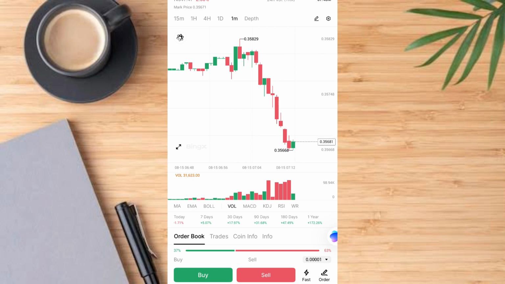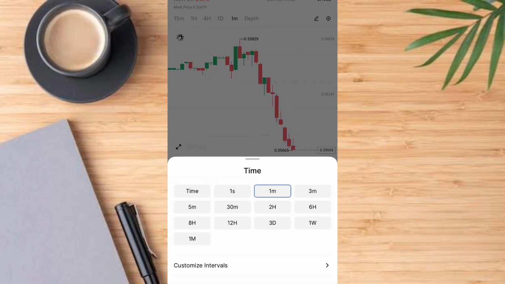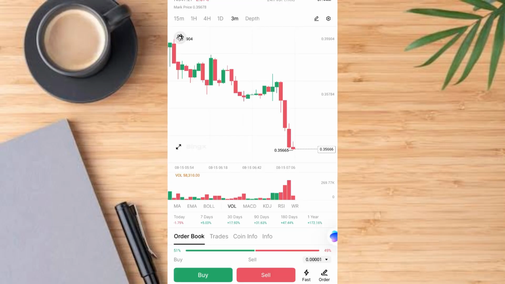This is the market in the last 1 minute. You see that in the last 1 minute, the price of TRS has been coming down. It starts coming down from 0.35829, and as I time this video, the price is around 0.35668. You can see the time. So each of these candlesticks stands for 1 minute. Then if you tap on the 1 minute again and select 3 minutes, each of the candlesticks stands for 3 minutes. That is how to use that.